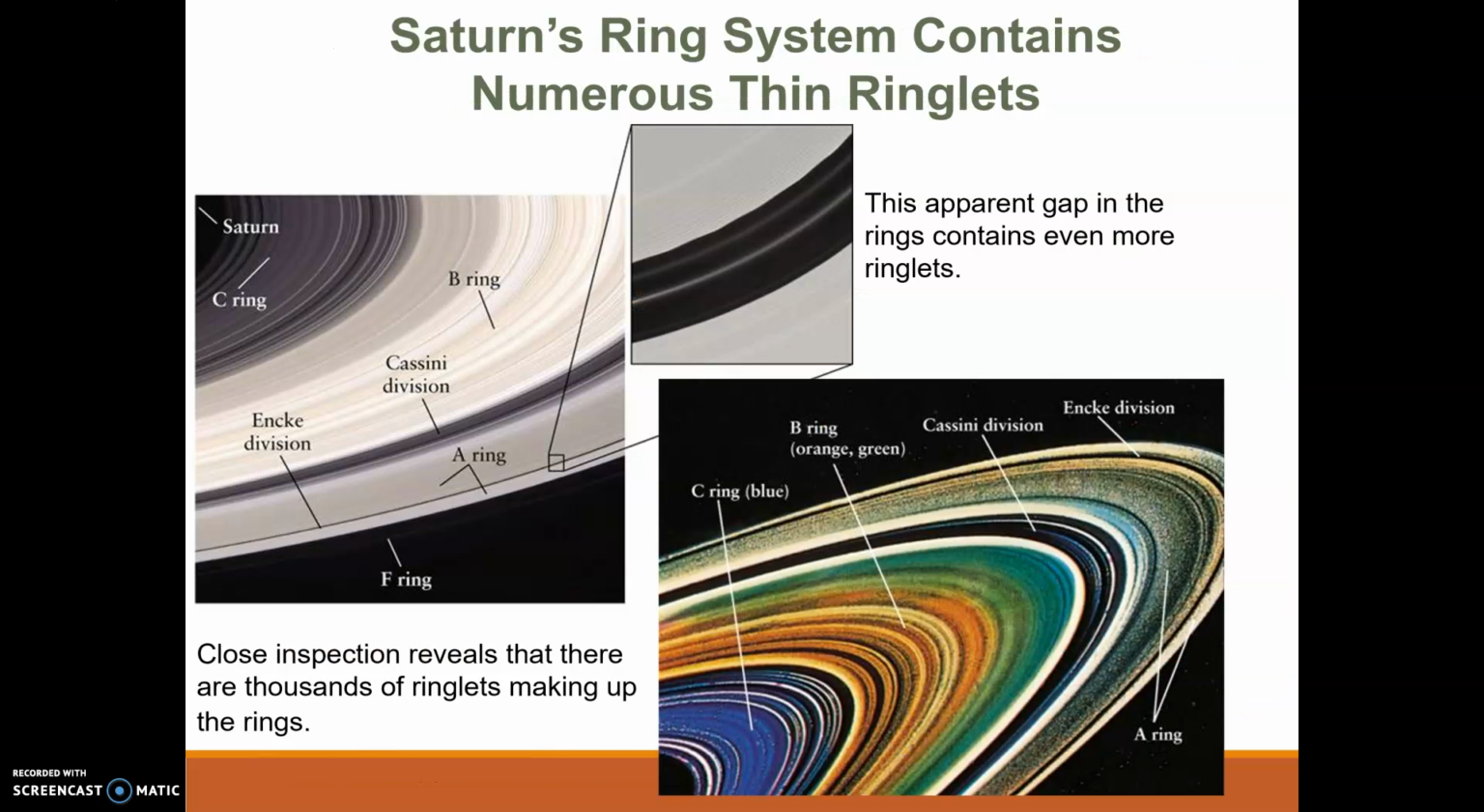So our rings here are very famous, and it actually is just a numerous amount of those thin ringlets that we see here. So there's a very big gap that we can see here, and in that gap, there are even more ringlets. So we have many, many rings on Saturn continuously rather than just a couple large rings here. So when we look a little bit closer, we see that there are thousands of these ringlets making up the rings of Saturn.